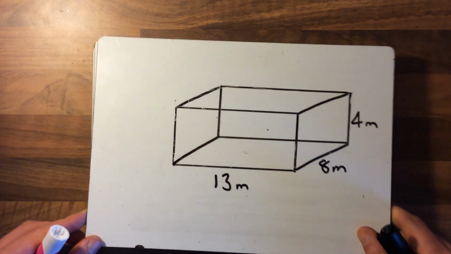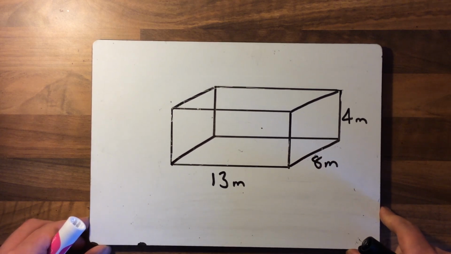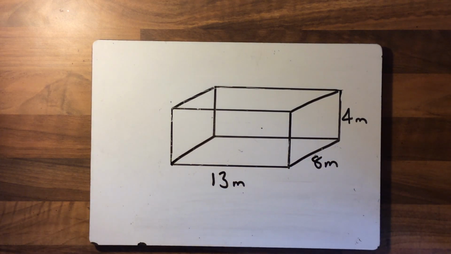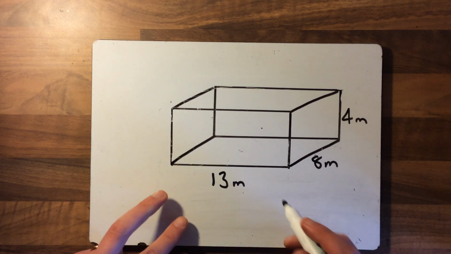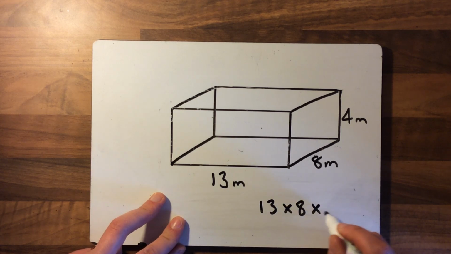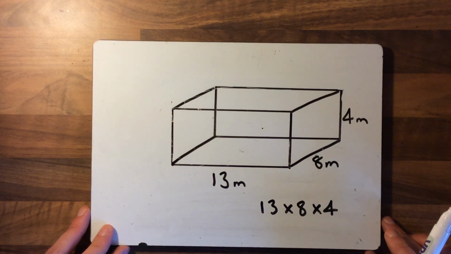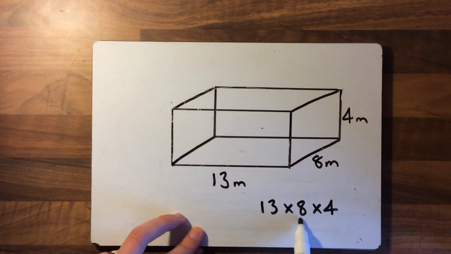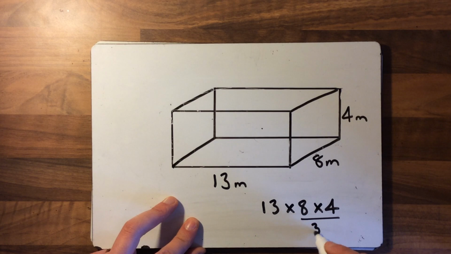Right, let's have a go at this one now without using the colours. So could you have a go at finding the volume of this shape? Base times height times width. 13 times by 8 times by 4. Right, so we are working out 13 times 8 times 4. Definitely don't know my 13 times tables, but I do know the answer to 8 times 4, which is 32.